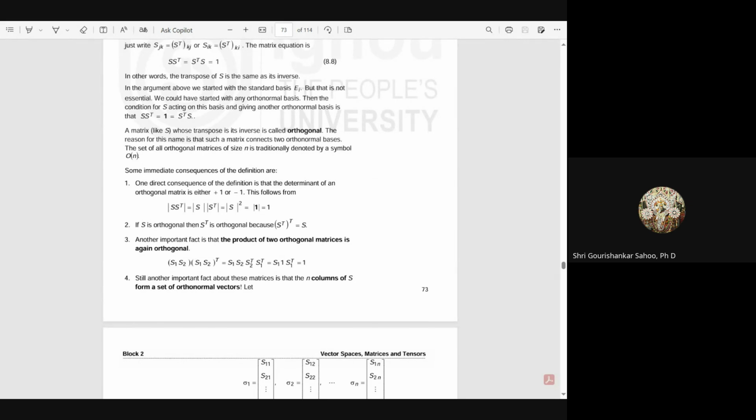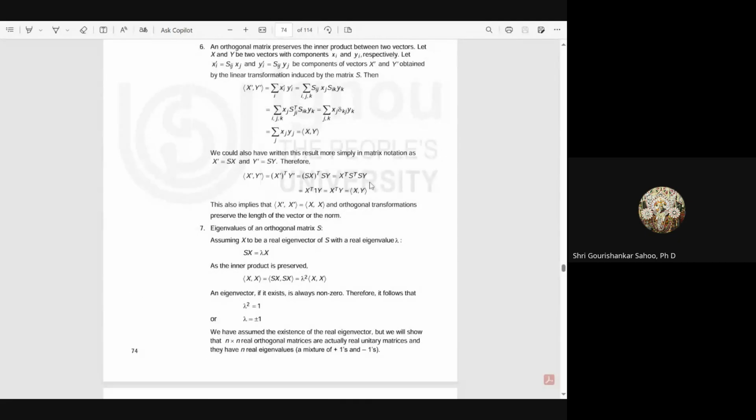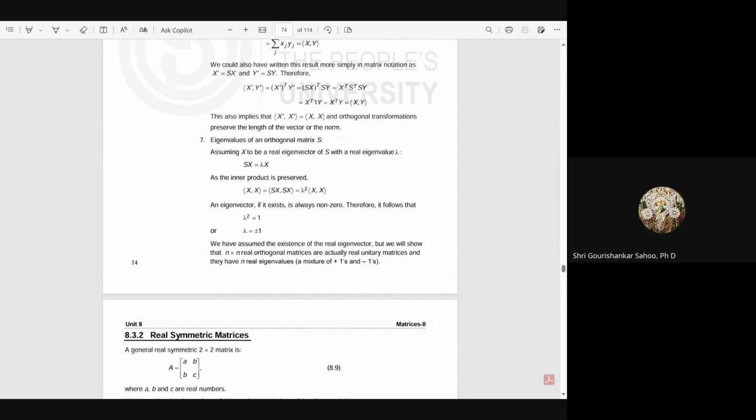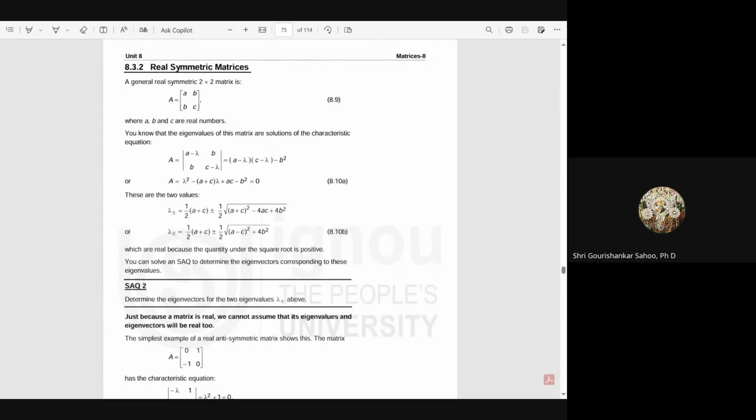N columns of S form a set of orthonormal vectors, and a matrix whose transpose is its inverse is called orthogonal. And S transpose is orthogonal. The elements of rows of S also form components of orthonormal vectors. Then the eigenvalues of an orthogonal matrix can be evaluated by using the characteristic equation and other methods. Here lambda is equal to +1 or -1. Then your real symmetric matrix A is equal to AB, BC, and it is real because the quantity under the square root is positive. And you can see here from the characteristic equation you can evaluate lambda or eigenvalue.